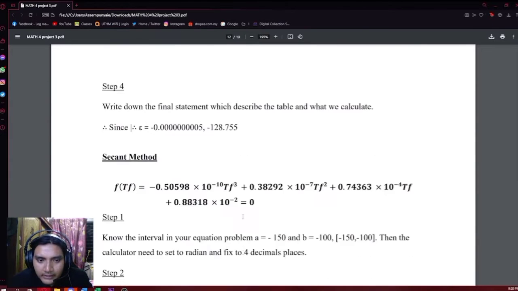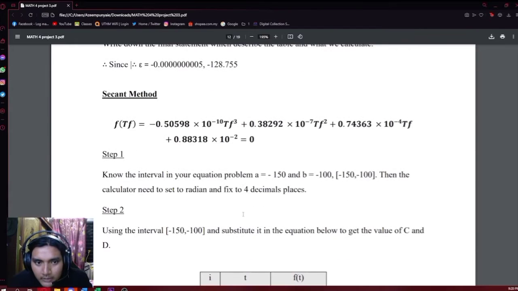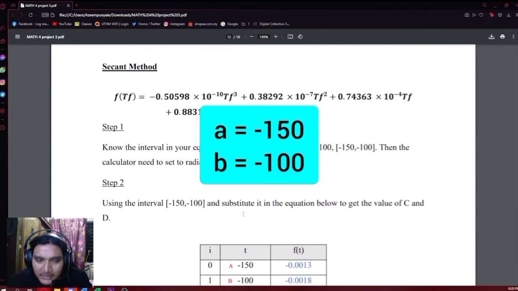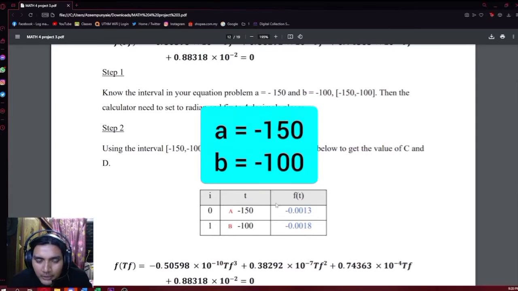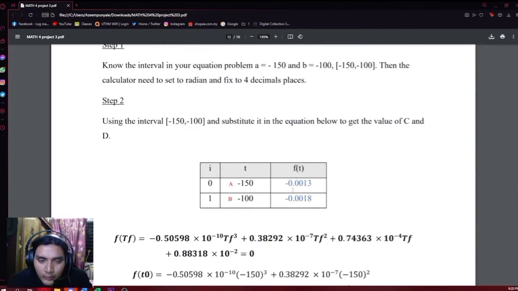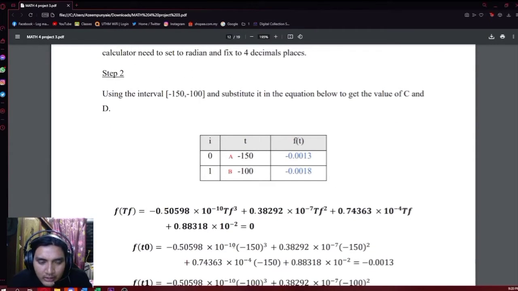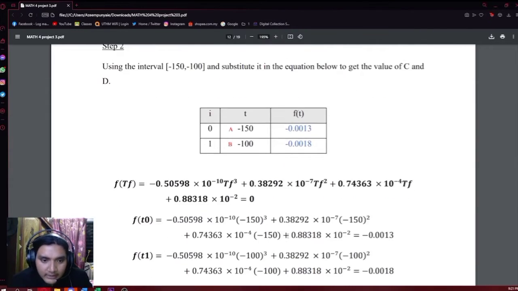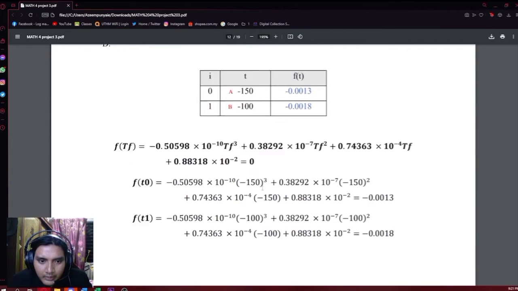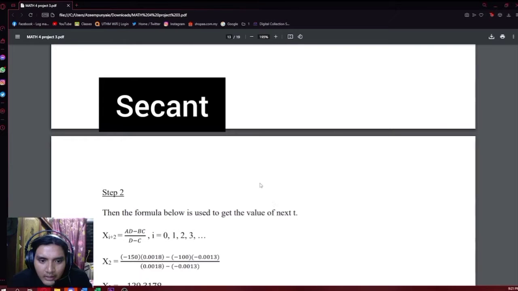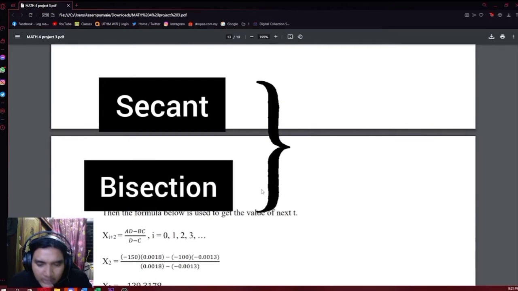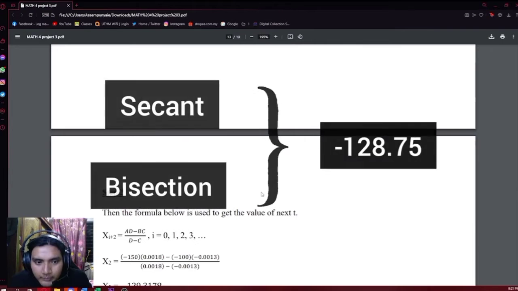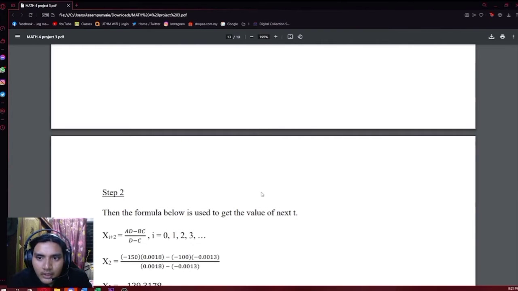Next, for the secant method, we use the same values, A and B. By using the formula for the secant method, after substituting all the desired values into the equation, what we will get is negative 0.0013. After completing the secant method, the answer is the same as the bisection method, which is negative 128.75. That is for the manual calculation, and we will proceed to the simulation.